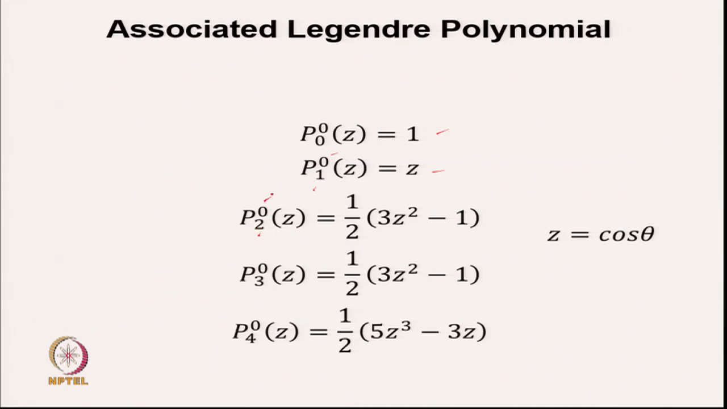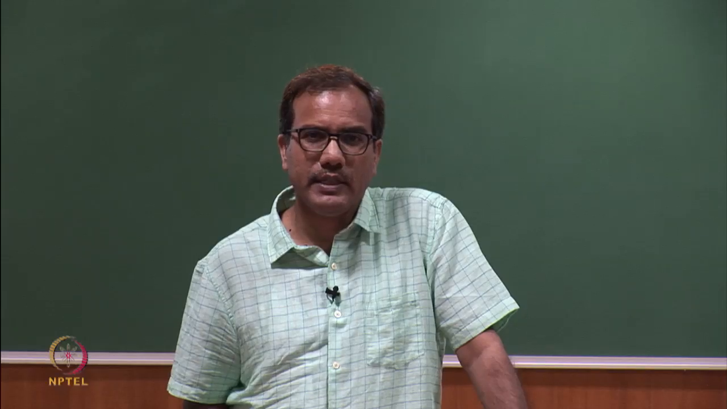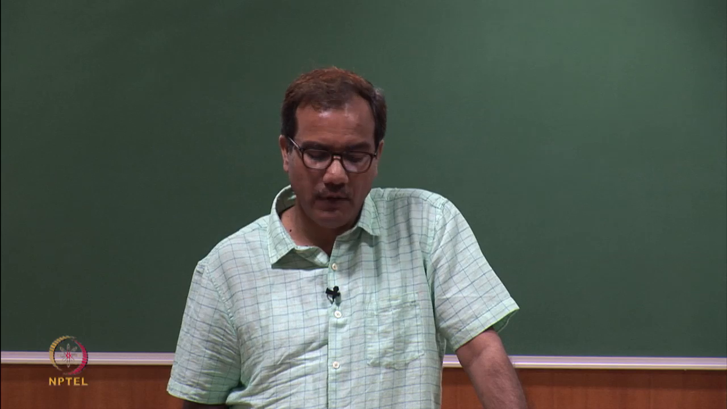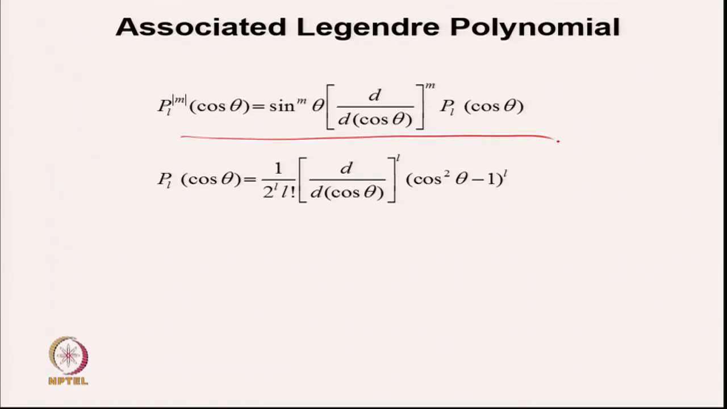If m is 0, then you will get half of 3z squared minus 1, and similarly for different values of j and m, the solution will be different. Here again I will emphasize that z is equal to cos theta. All these solutions can be written in a simple form, which is given by the associated Legendre polynomial. Your L is basically j.